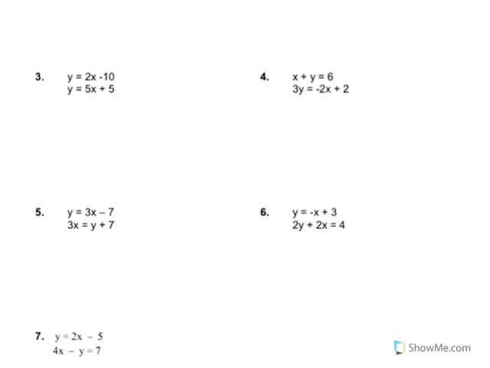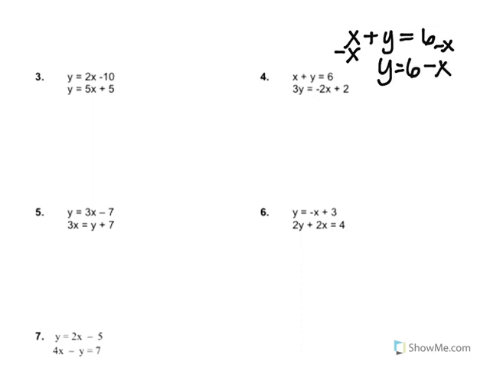Okay, let's go on to number 4. We have x plus y equals 6 and 3y equals negative 2x plus 2. Now, what we want to do is get one of these equations to either say x equals something or y equals something, because once we do that, then we can substitute. So what I think I'm going to do is take this first equation, x plus y equals 6, and I'm going to subtract x from both sides. So I get y equals negative, well, we could just do it like this.